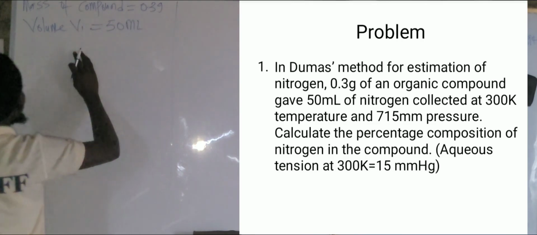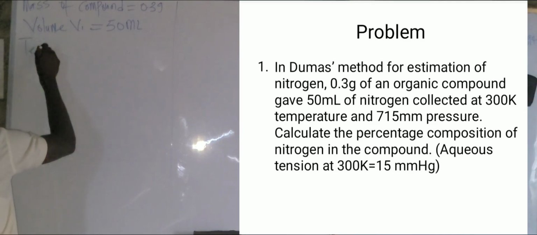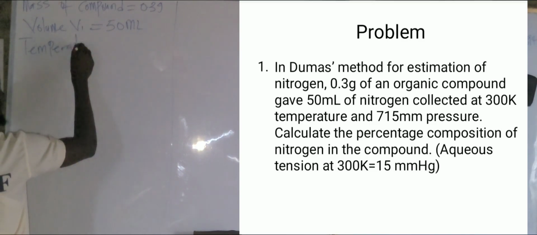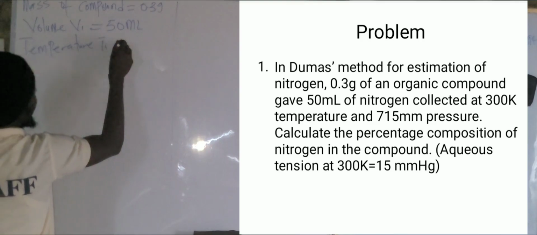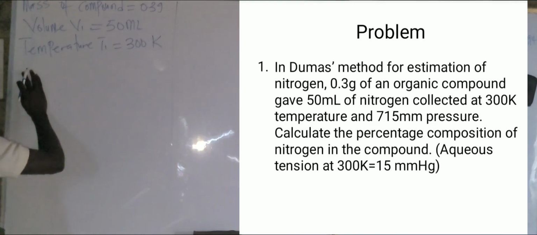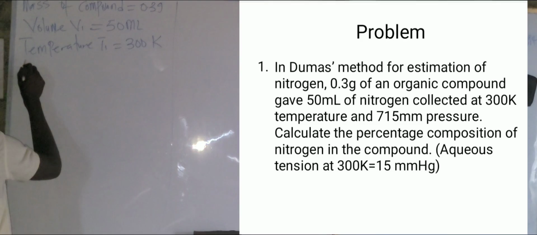Now, temperature given to us, right? Temperature T1 is equal to 300 Kelvin. And 750 millimeter pressure. Now, pressure is there. Here we say atmospheric pressure, right?